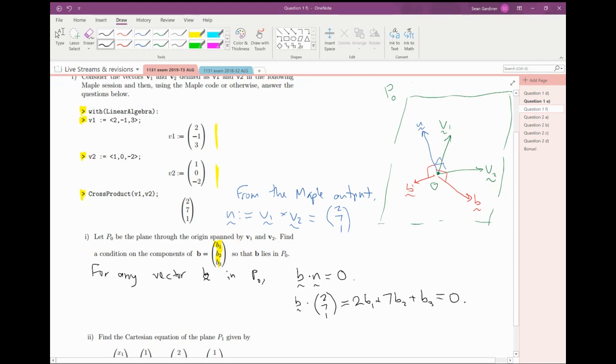Okay. And that satisfies what's needed for this question part. We've been asked to find a condition on the components that confirms that b lies in the plane P0, and this is exactly a condition on the components. We have this condition that 2 times the first component plus 7 times the second plus 1 times the third must equal 0. And whenever we have three components b1, b2, and b3 that satisfy this property, we'll have a vector b that lies in the plane, and vice versa. If we have a vector b in the plane, its components will satisfy that condition.